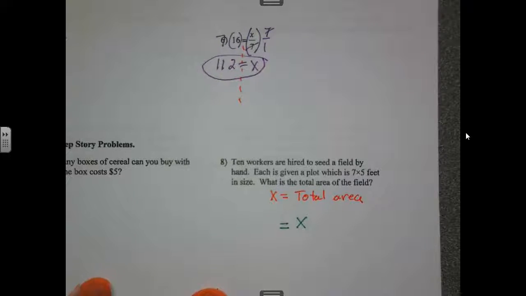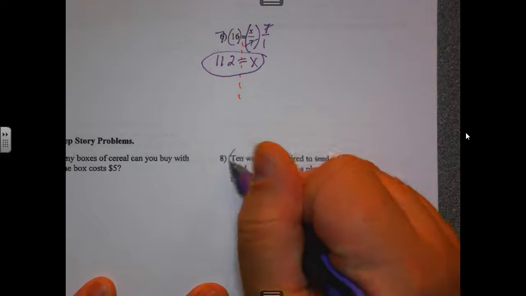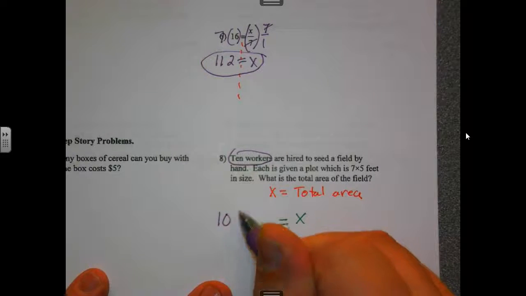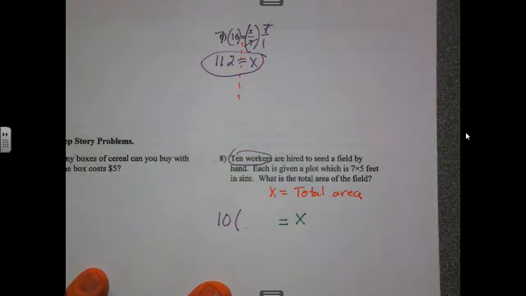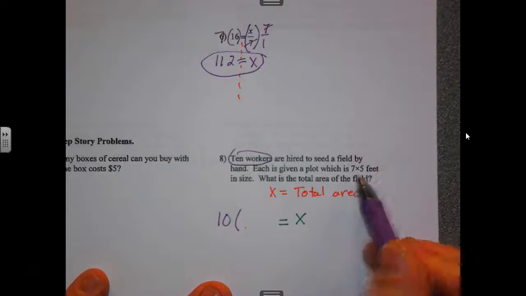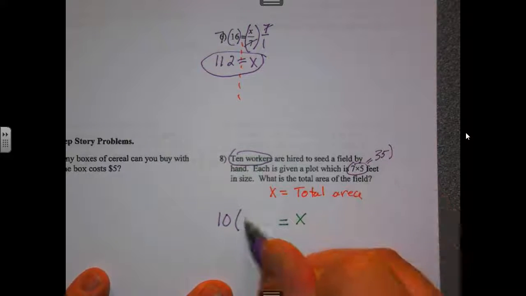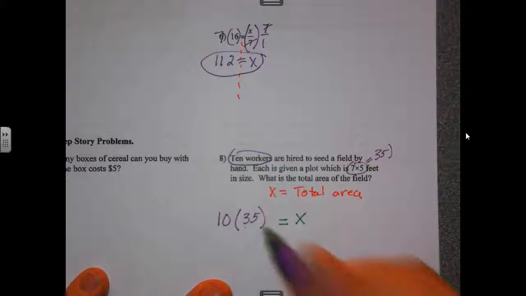Okay, so that's going to equal my total area, x. 10 workers to seed a field by hand. Each one is 7 by 5, right? What's 7 times 5? 35. Equals x.